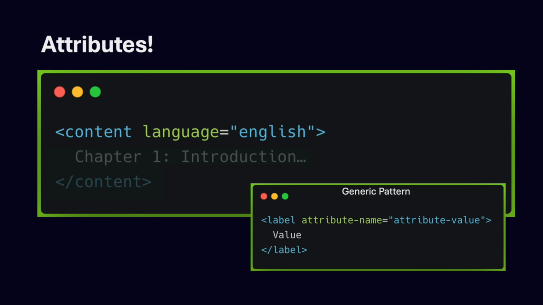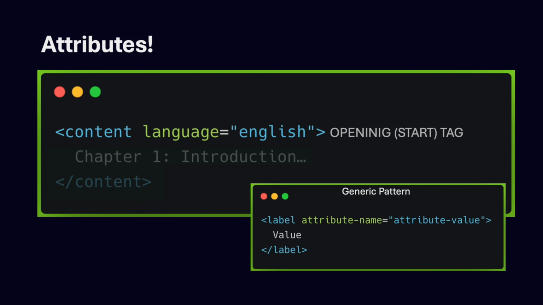The attribute name is language, and then I say equal to quotation marks, and inside the quotation marks, I put the attribute value, which in this case is English. It is telling me that the language is English for the information that this tag is capturing. Remember, attributes are always written in the opening tag, never in the closing tag.